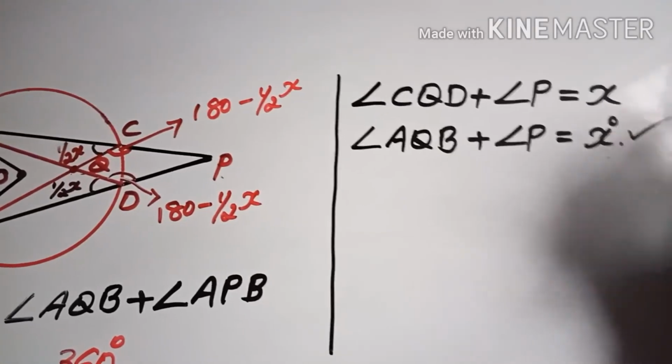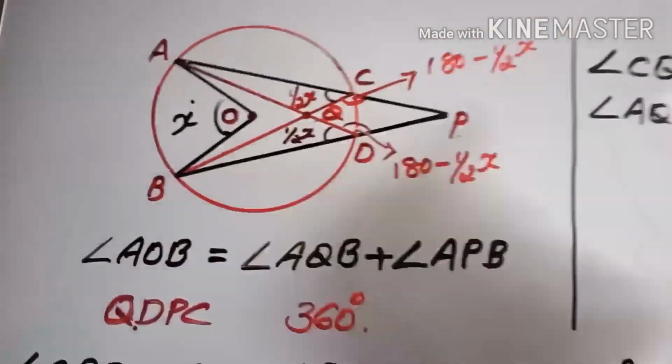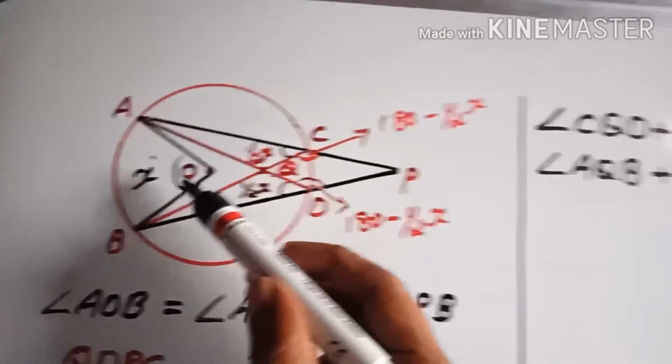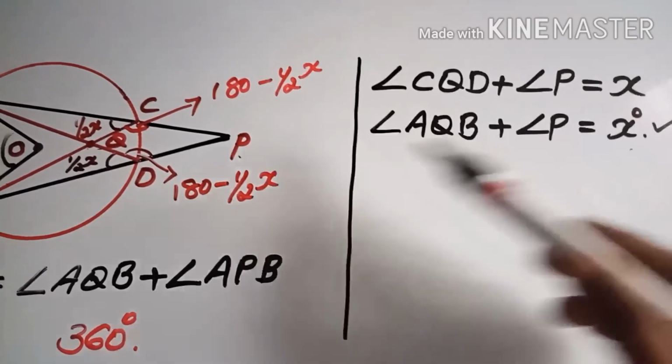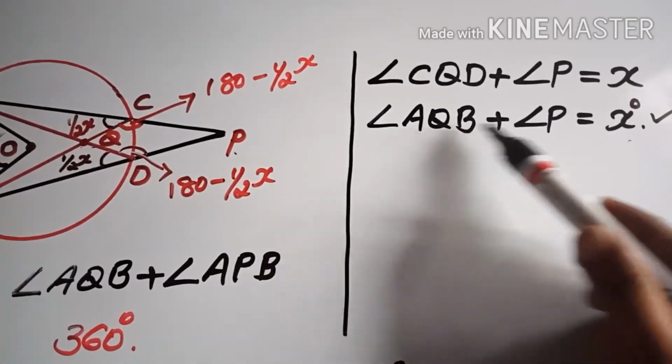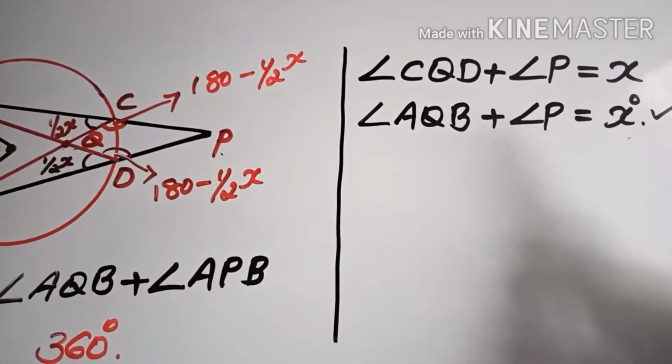Okay, so this is the proof. Instead of AOB we considered that angle as x degree, and the same is here, x degree. So AQB plus angle P, the sum of these two, is the same as x degree. Okay, this is the proof.